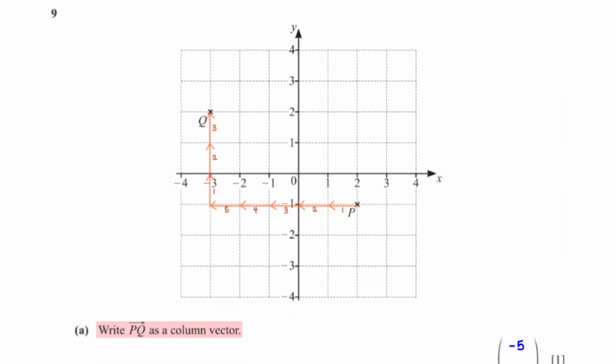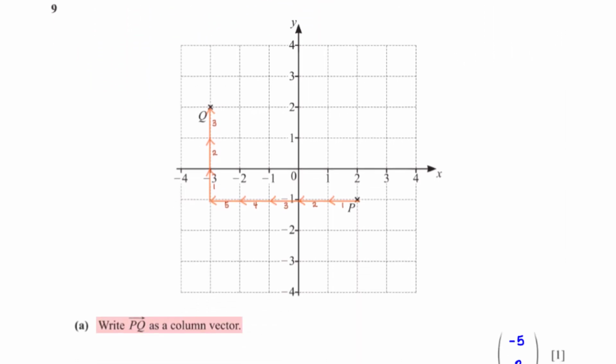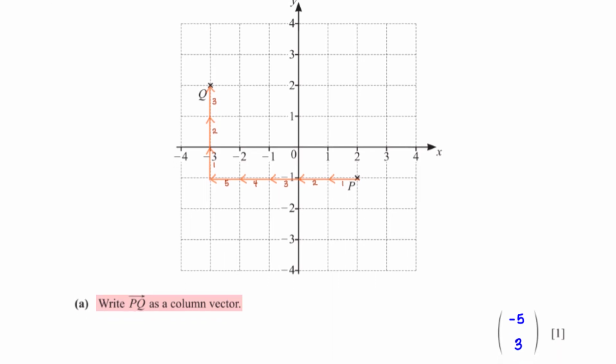Write PQ as a column vector. To move from P to Q, we move 5 units to the left and 3 units upwards. So we have -5, 3.